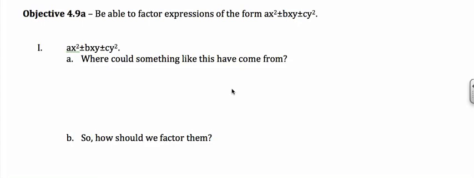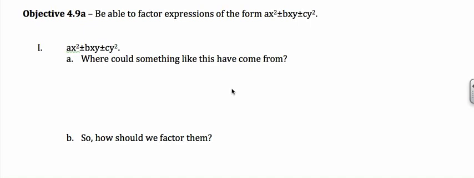Alright guys, today we're looking at how to factor expressions that have two variables in there. So we have both x's and y's in the same expression. When you look at this expression, where you've got an x squared, your middle coefficient is now attached to an x and a y, and you've got a y squared at the end, try to think for a second and pause if you need to. Where could something like this have come from?